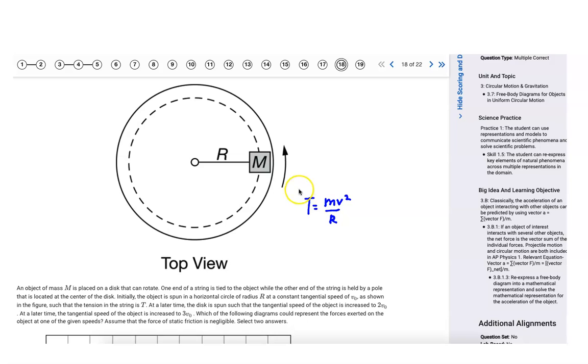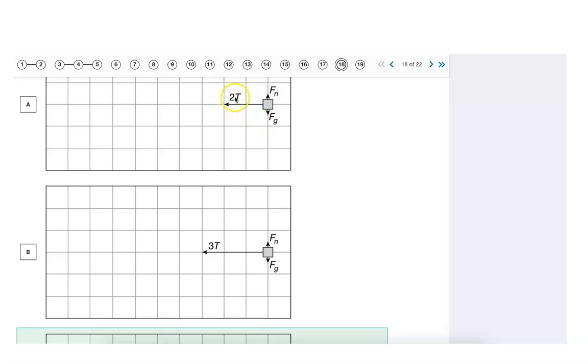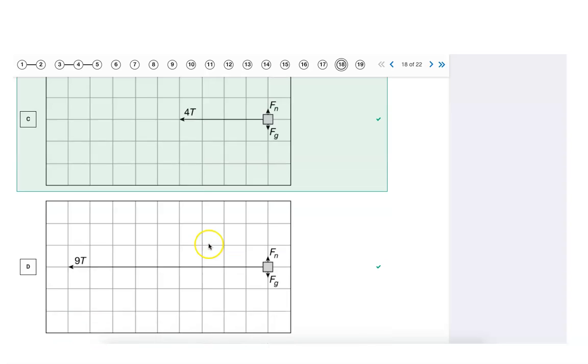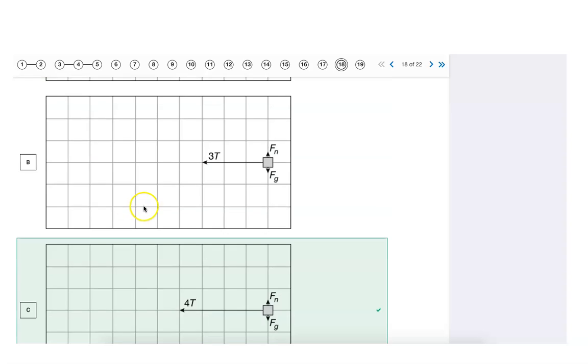So you have to realize that the tension is the net force and it is the centripetal force. Therefore, when you increase the velocity by a factor of 2, the tension will increase by a factor of 4. And if velocity is increased by a factor of 3, the tension will increase by a factor of 9. This is why A is incorrect, because 2T would not be the correct answer, 3T would not be the correct answer, however 4T and 9T would be the correct answers.